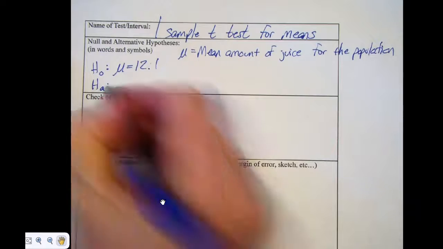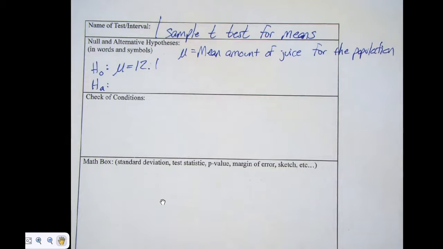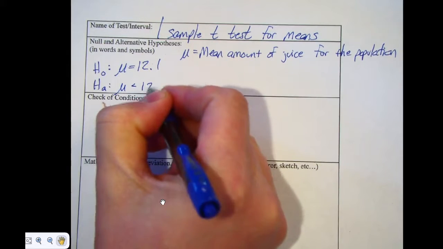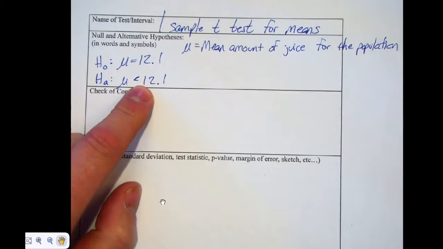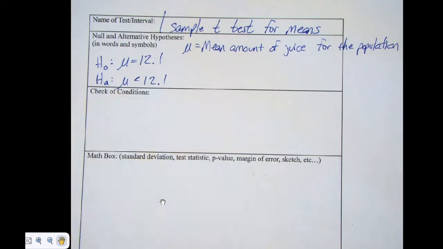H A is called the alternative hypothesis. That's what we think. They're saying 12.1, but I kind of feel like it might be less. I feel like they're pretending they're giving me more Coke than they actually are. So I'm going to say I think it might be true that the actual average of the population is less than 12.1. I'm trying to base this off one sample. But if my sample came out to 6, I'd be pretty sure that the actual population is less than 12.1. Right.